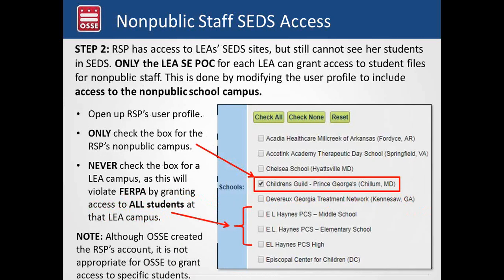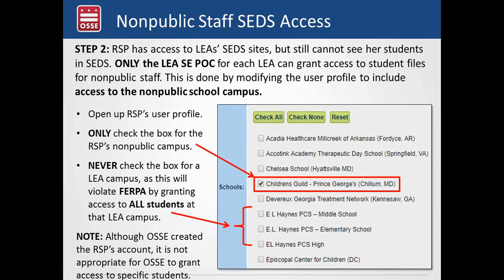And once that account is set up, now you go in and you look up their profile in your user database for your LEA, and you modify their profile to ensure that it's an appropriate level of access. When you pull up any user's profile, you, as the LEA SPED POC, have the ability to change the user type, and you have the ability to change the level of access for the campus level.